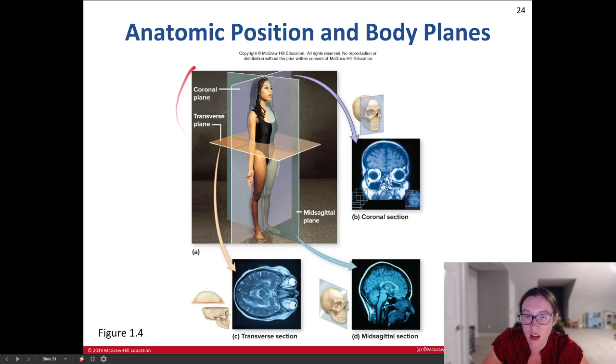And so it's really important to be able to relate what these planes and sections are so we can understand what these images look like and how they're oriented. It can take a little while to start understanding medical imaging.